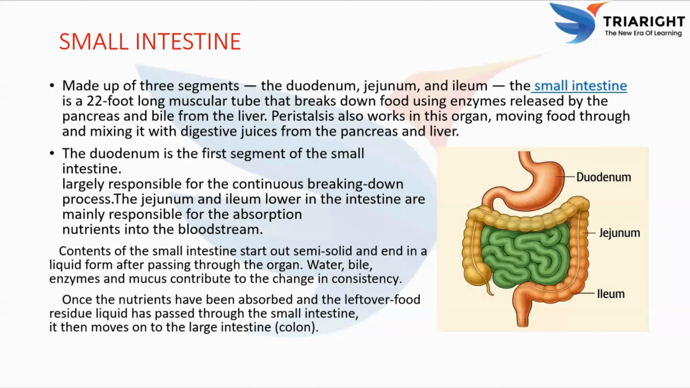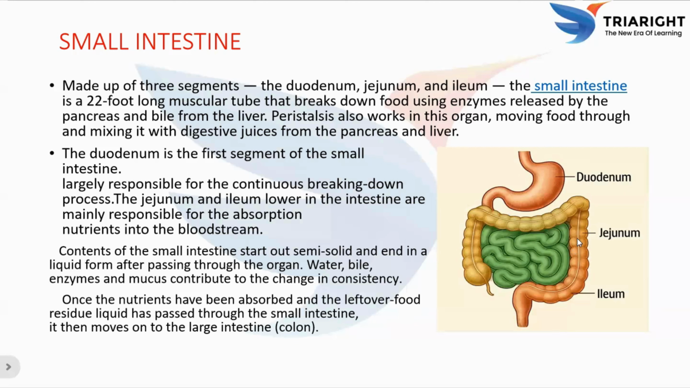It receives chyme from the stomach, and it also receives bile from the liver through the bile duct to digest the fats. It receives pancreatic juices rich in enzymes to digest the proteins and carbohydrates. The main function of the duodenum is that it mixes the chyme with digestive juices, which is called the center of chemical digestion.